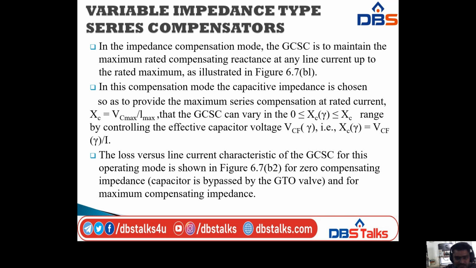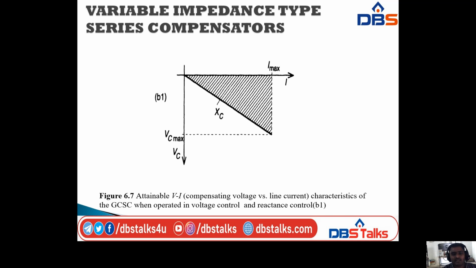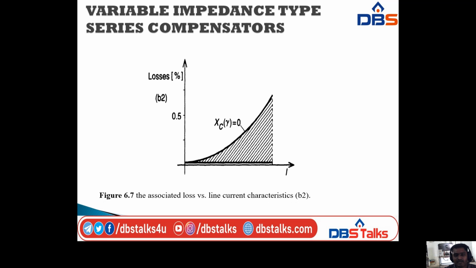So this is for the first explanation, that is 6.7 B1. Here we are taking the compensating voltage versus line current characteristics of the GCSC with operating voltage control and reactances. Here we have maximum current and maximum capacitor voltage, and we have the capacitor reactance. This is the B1 diagram, and this is the B2 diagram. In this one, we are taking loss versus line current characteristics. Here XA of gamma is equal to 0.